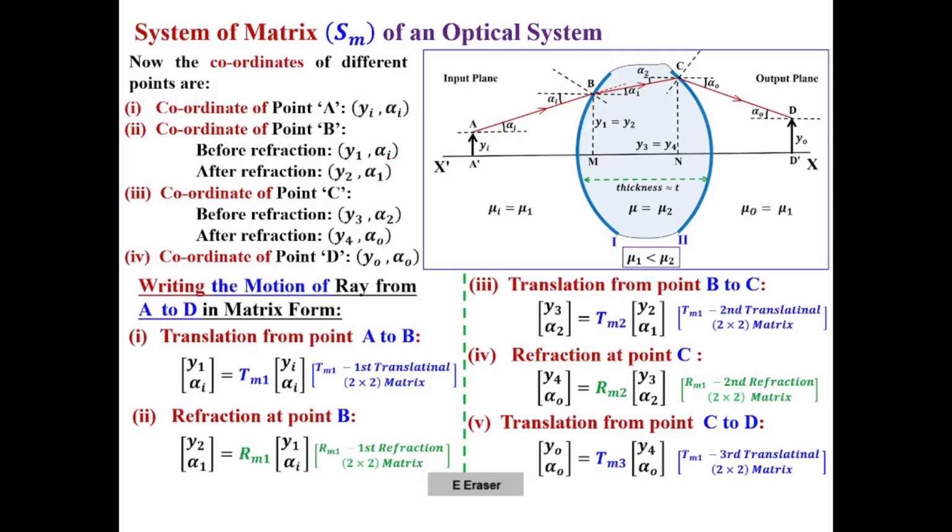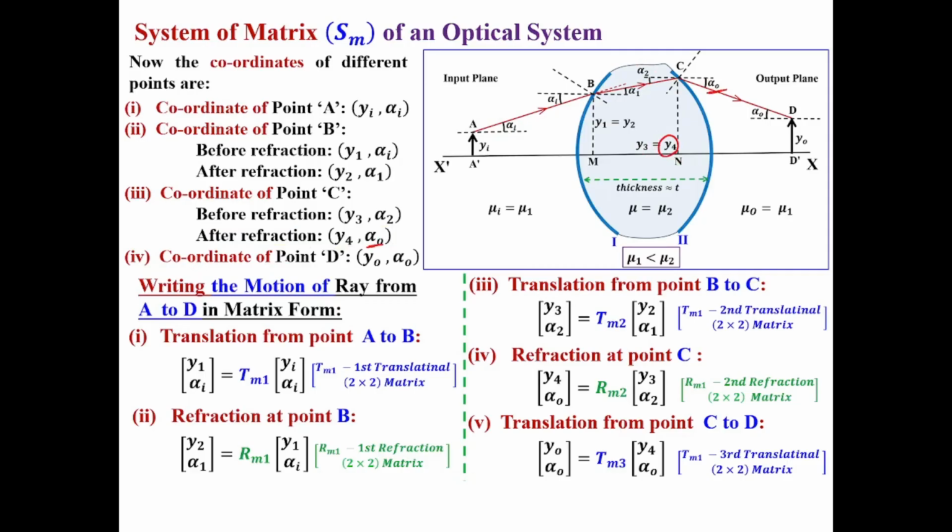After refraction, the coordinate of B will be y2, and y2 will be equal to y1, because the point B is the common point before and after refraction. Hence the y1 height equals the y2 height. But after refraction, the coordinate of B is written as y2, alpha 1. Then we go for the translation from B to C. Before refraction at C, this height is y3 and this angle is alpha 2: y3, alpha 2. After refraction, the height will be y4, which equals y3 itself, and the angle is alpha O: y4, alpha O.